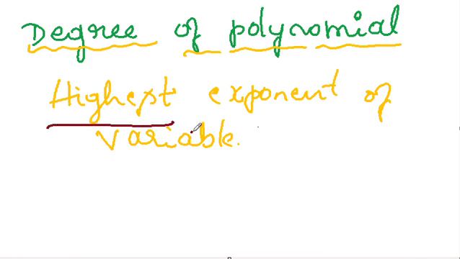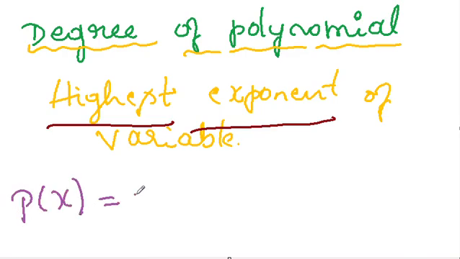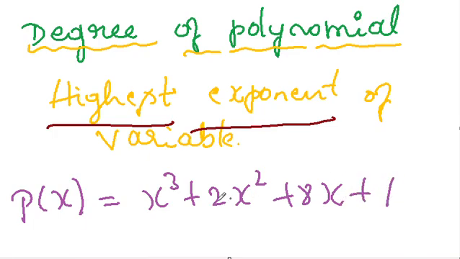So for example, I'll give one example for this. p of x is equal to x cube plus 2x square plus 8x plus 1. Observe this polynomial, which contains more than two algebraic expressions or more than two terms, so it is called polynomial. In this, what is the variable here? Variable is x. So what is the highest power here? In the first term, the exponent or power is 3.